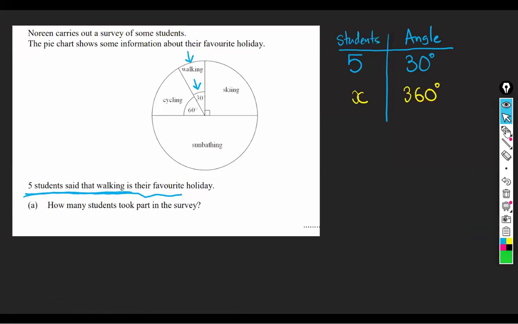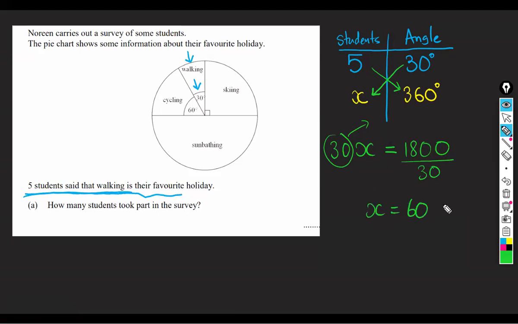Let's see. 30 by x is 30x, and 5 multiplied by 360 is 1800. Throw across the 30, which is a multiply, you're going to get a divide, and you're going to get 60. So 60 students in all.